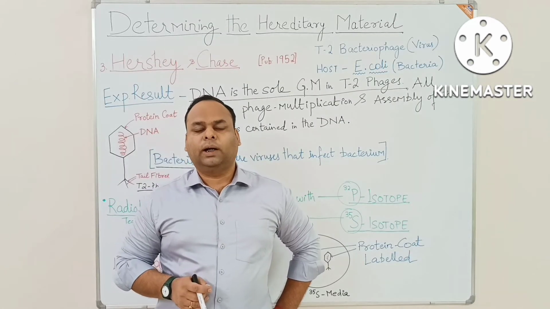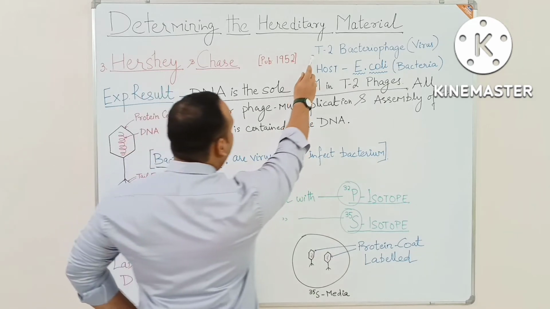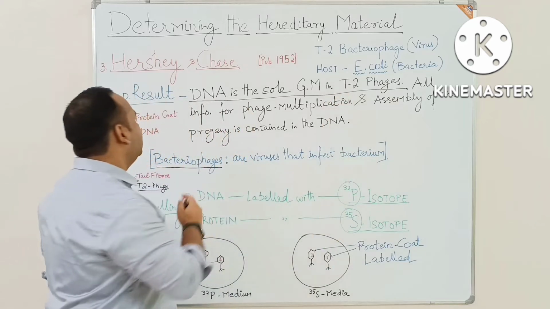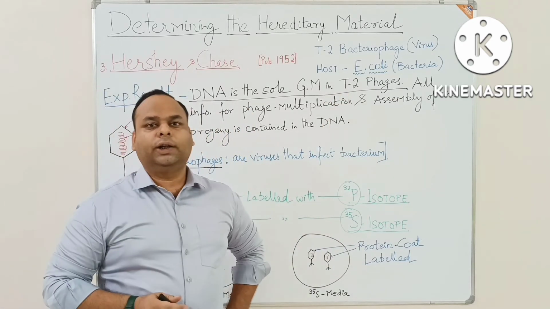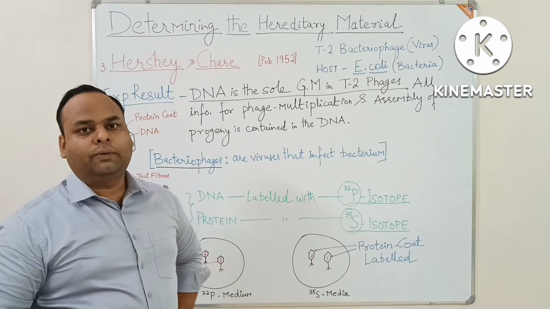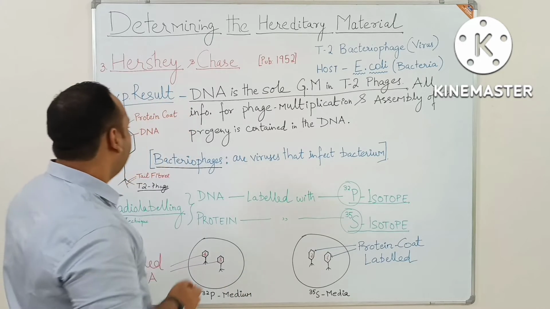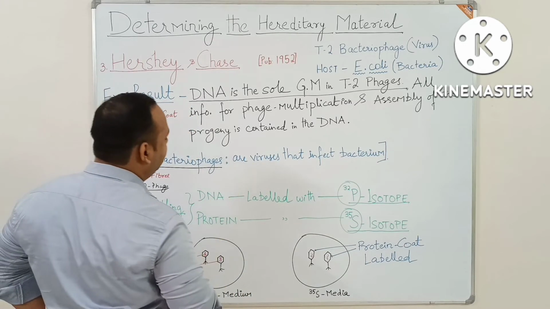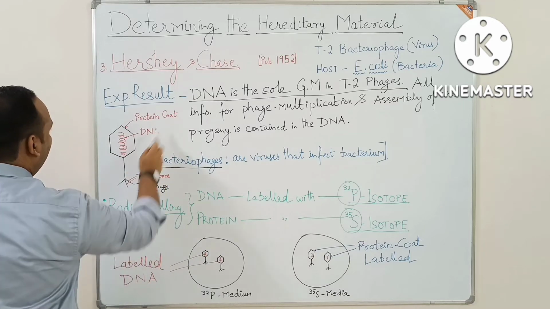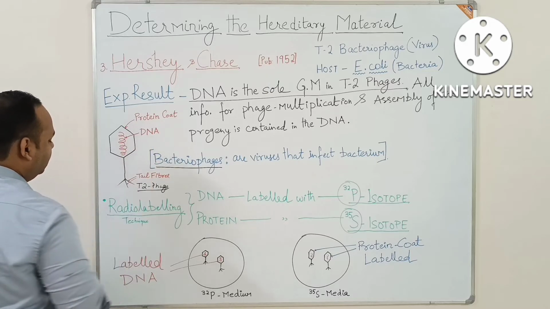Alfred Hershey and Martha Chase performed an experiment using the virus T2 bacteriophage and host bacterium E. coli. This experiment showed that DNA is the sole genetic material in bacteriophages and all the information for viral reproduction is contained in the molecule of DNA. Bacteriophages are viruses that infect bacteria. Here is the generalized diagram of the T2 bacteriophage. The DNA is present inside, along with the tail fibers.